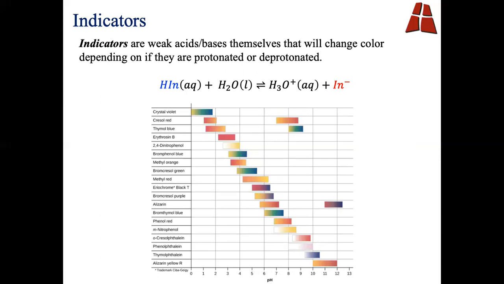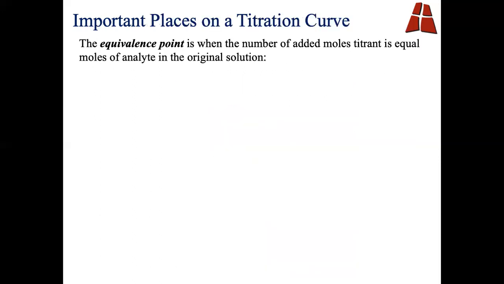Okay. All right, continuing on, I wanted to highlight a couple of important places on a titration curve, some of which, in fact, most of which you should know from lab already. Okay. So the first and maybe most important place on our titration curve is the equivalence point. Again, this is when the number of moles of titrant that are added is equal to the moles of analyte in the original solution.